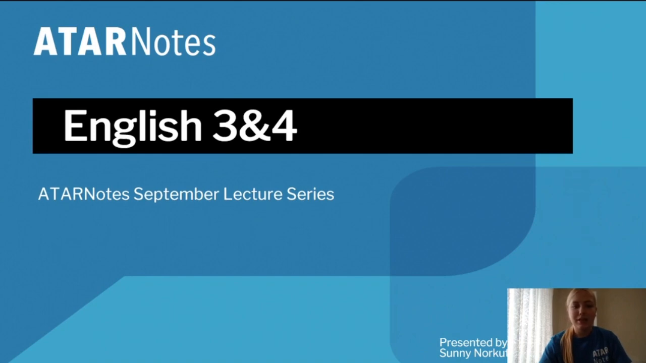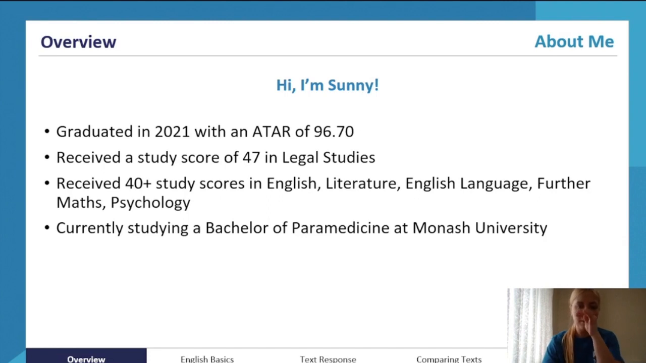Welcome to the English Units 3 and 4 lecture. I'll first start with a little bit of information about myself. As I mentioned, my name is Sunny. I graduated in 2021 with an ATAR of 96.70, and I was the college dux of my school, as well as having completed all three English subjects. So I did English, literature, and English language, and I'm currently studying a Bachelor of Paramedicine at Monash University, and I'm in my second year.